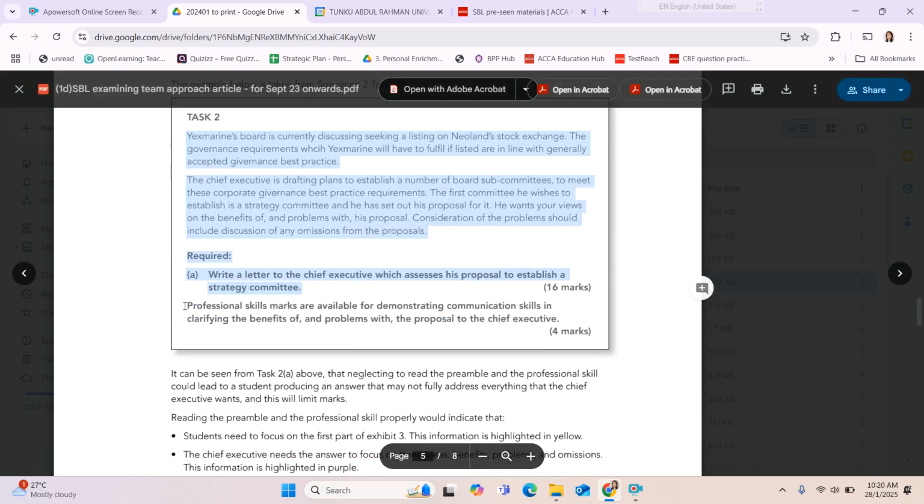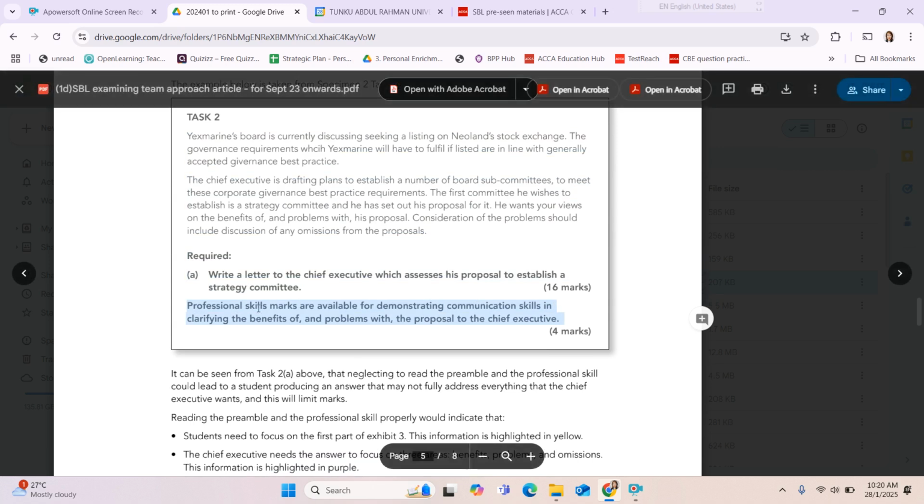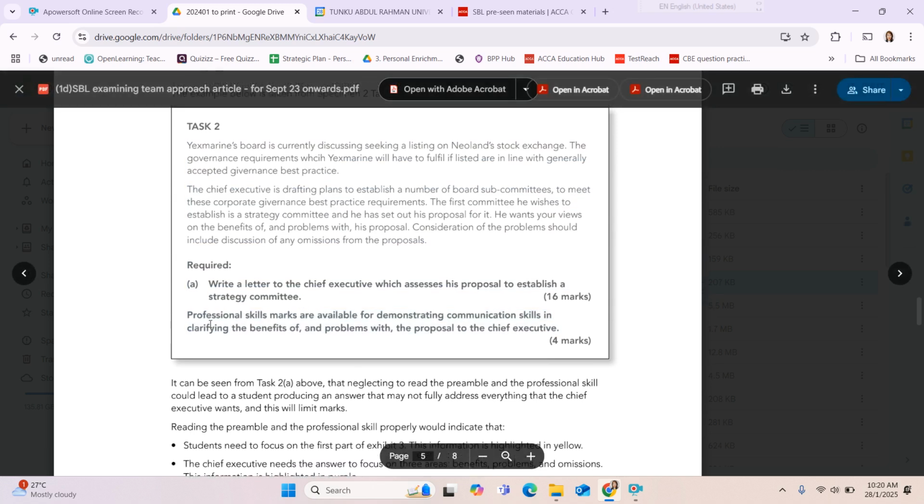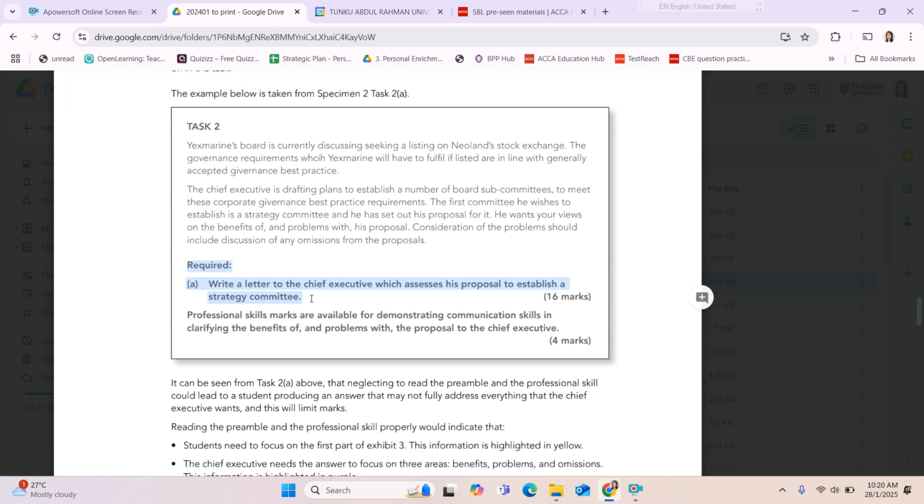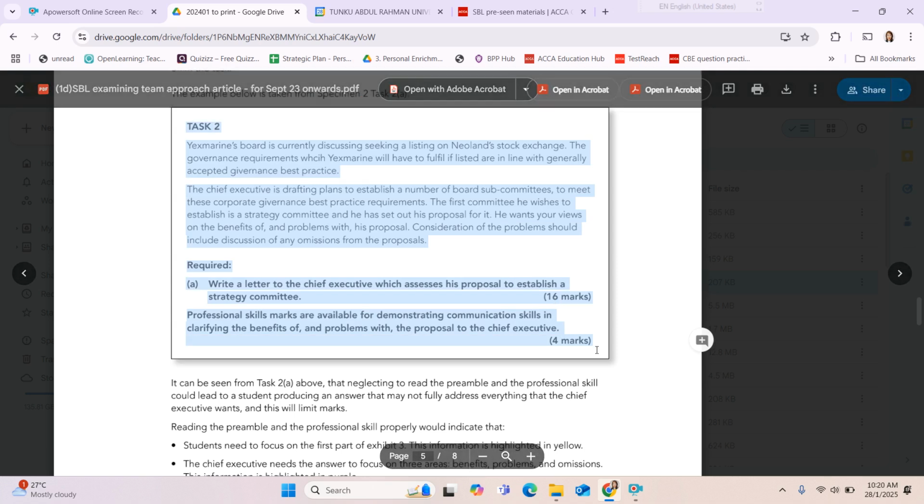And you also need to read the professional skills marks requirement as well, because sometimes the professional skills marks requirement will give you a clearer picture. What are you supposed to write? You see this question, you're supposed to clarify the benefits and problems. If you read the requirement, they never tell you benefits and problems. Do you see that? So you have to read the professional skills marks requirement as well, because sometimes you will get an idea what you are supposed to write. So in other words, in short, you have to read everything, right? You have to read every single thing.